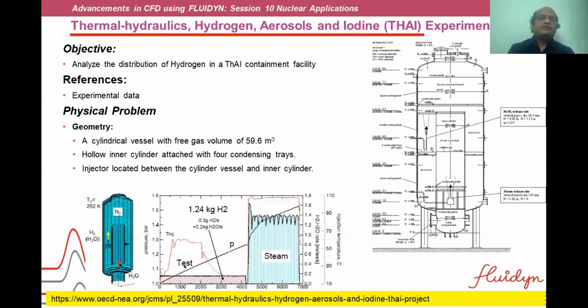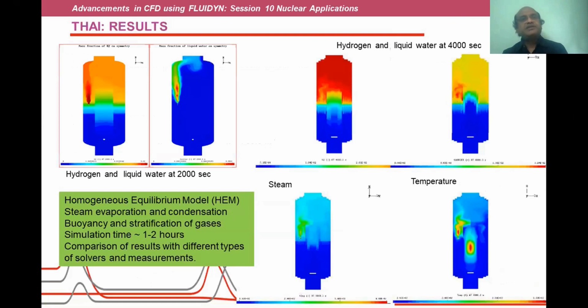This involved the injection of a mixture of steam and hydrogen into the vessel. The steam enters the vessel and condenses, forming liquid droplets. At the same time, it increases the pressure. So the objective of the study was to see the distribution of hydrogen concentration and its stratification. The purpose of this study is to see how the hydrogen behaves in a condensing environment.